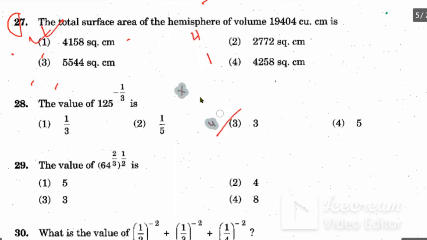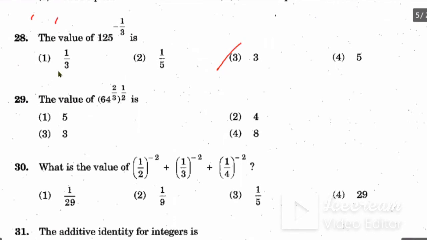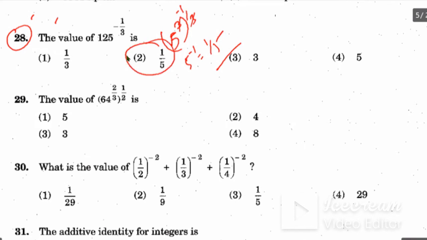Now you can see question number 28. Okay. In question number 28, this is a very easy question. Without any pen, you can solve it. So 125, you can write it as 5 to the power 3. And then again, you have power minus 1 by 3. So 3 will cut by 3. And then you have 5 to the power minus 1. That is equal to 1 upon 5. So second one is your correct answer.